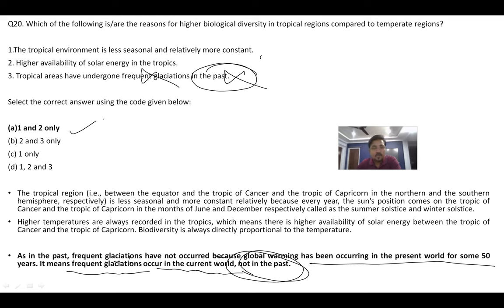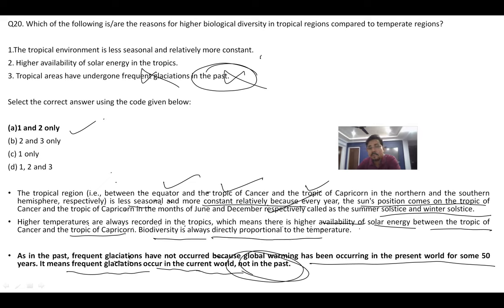Okay, so the tropical region lies between the equator and the tropic of Cancer and the tropic of Capricorn in the northern and southern hemisphere respectively. It is less seasonal and relatively more constant because every year the sun's position comes on the tropic of Cancer and the tropic of Capricorn in the months of June and December respectively, called the summer solstice and winter solstice. So higher temperatures are always recorded in the tropics, which means there is higher availability of solar energy between the tropic of Cancer and the tropic of Capricorn. Biodiversity is always directly proportional to the temperature.